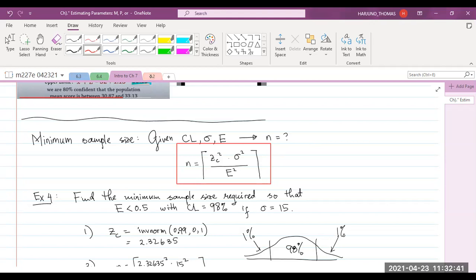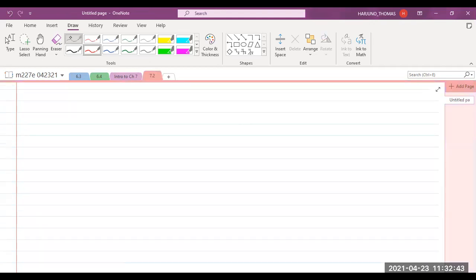Now let me go on to 7.2. This is in the book. 7.2, this is estimating mu with sigma unknown.